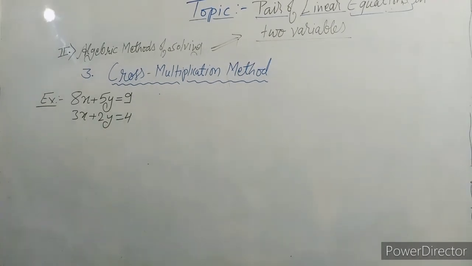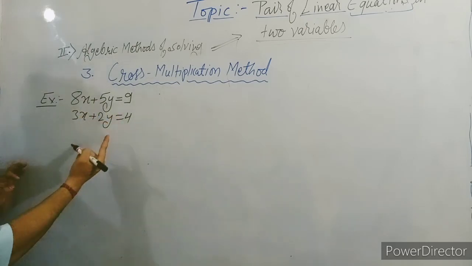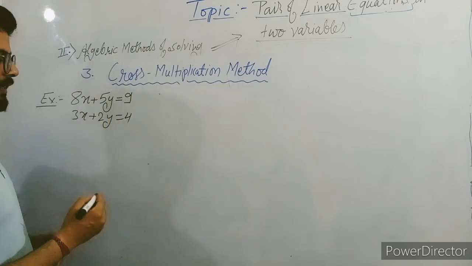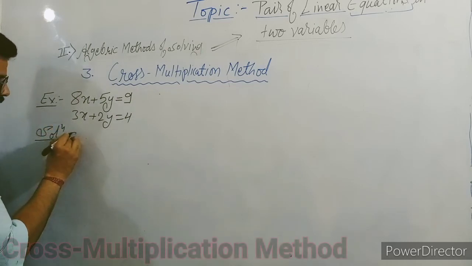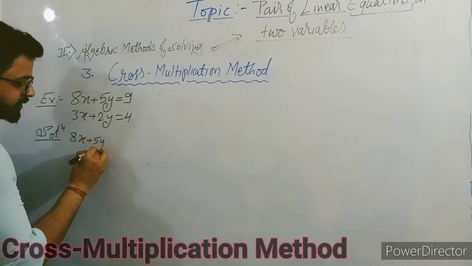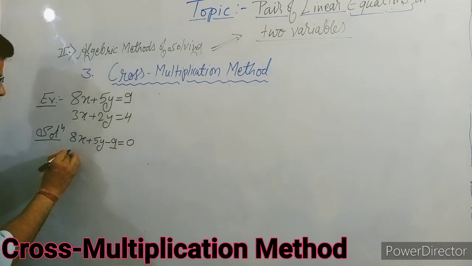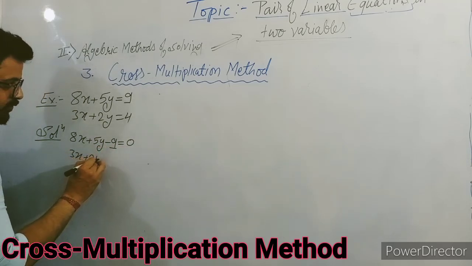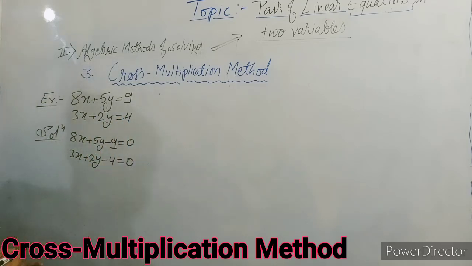Now one more example on the cross multiplication method, and then afterwards you will solve the questions. First you will write in the standard form in the solution. 8x plus 5y minus 9 is equal to 0, and another one 3x plus 2y minus 4 is equal to 0. Now it is in standard form.